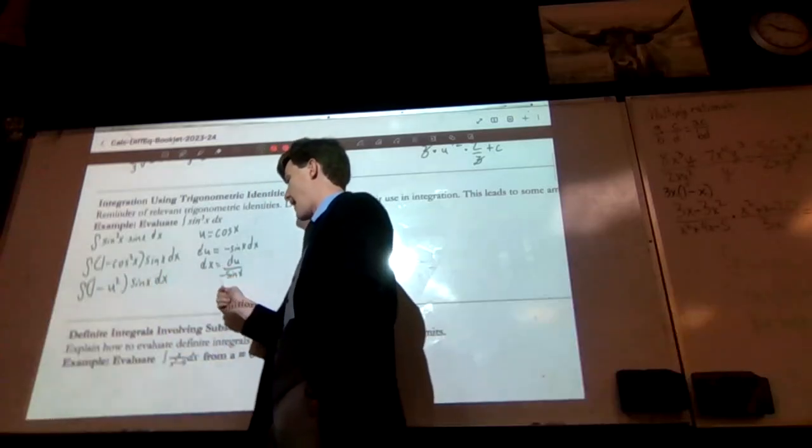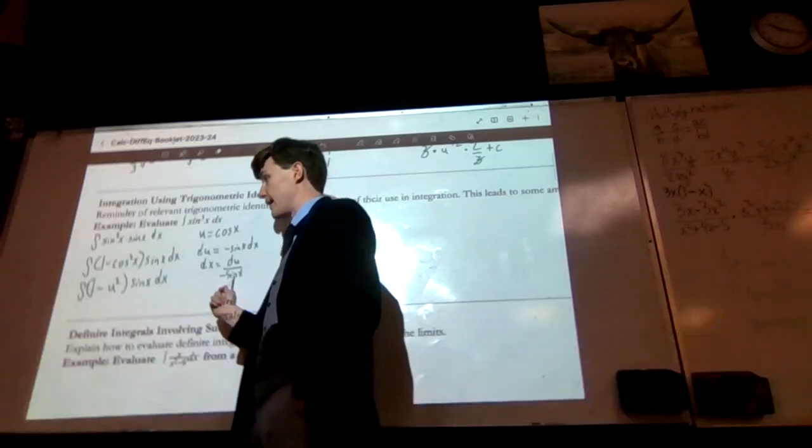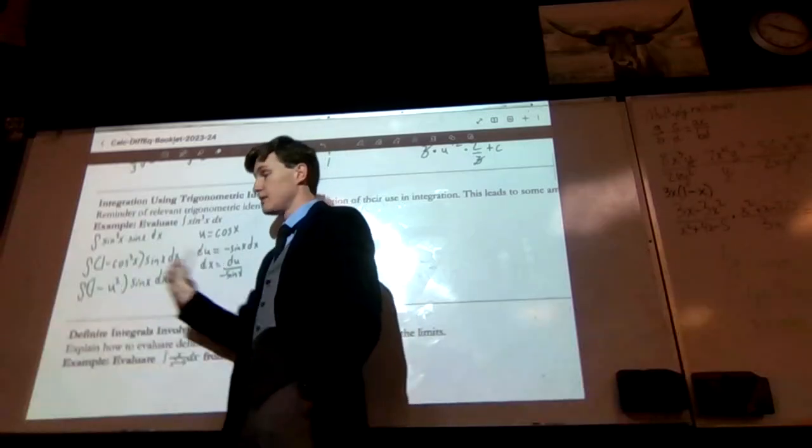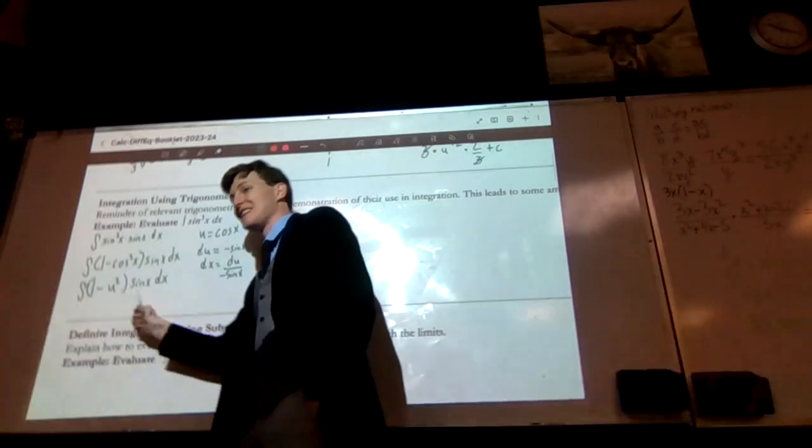So what do I have to have down here no matter what? I have to have sine. So how would I get sine? Well, what's the derivative of cosine? Sine. You have to look at what's on the outside and how you can manipulate the inside to get there.